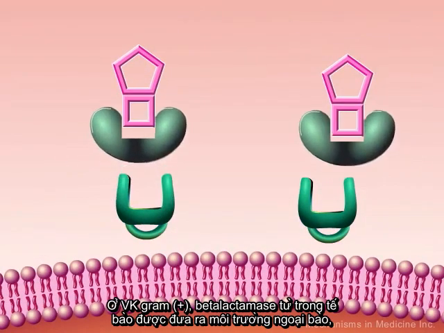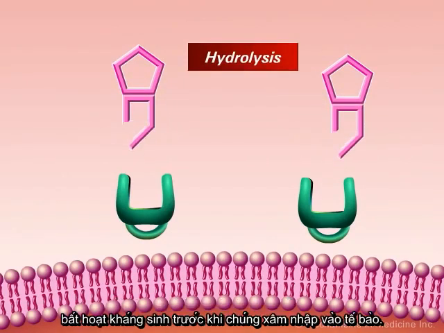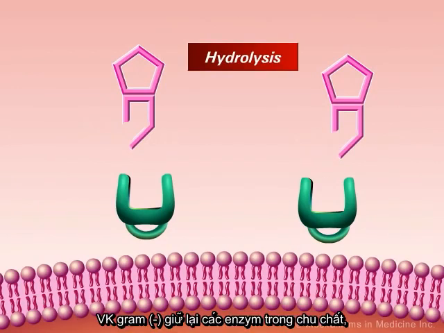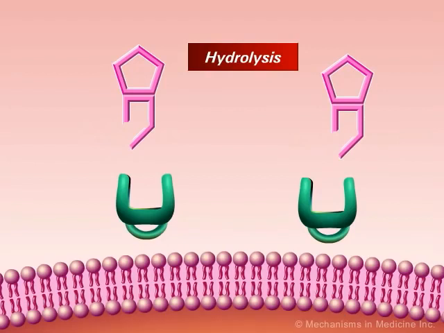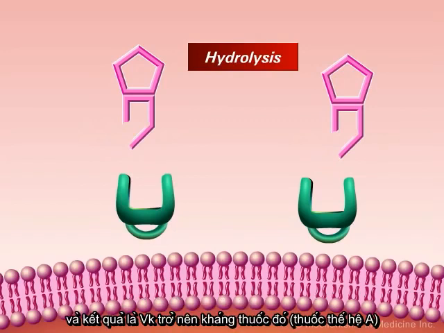Gram-positive bacteria release the beta-lactamase enzyme from the cell into the extracellular environment where it inactivates the drug before it enters the bacterial cell. In contrast, gram-negative bacteria retain the beta-lactamase enzyme within the periplasmic space, resulting in a more efficient mechanism than gram-positive bacteria. Ultimately, the destruction of the beta-lactam ring of the antibiotic renders it incapable of binding to the penicillin-binding protein, and thus the bacteria become resistant to that drug or class of drugs.